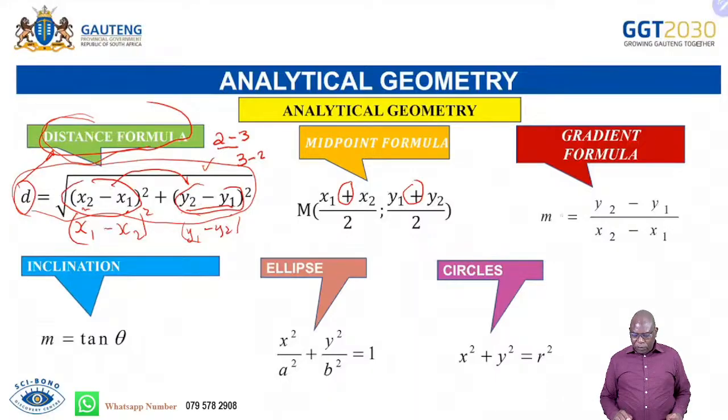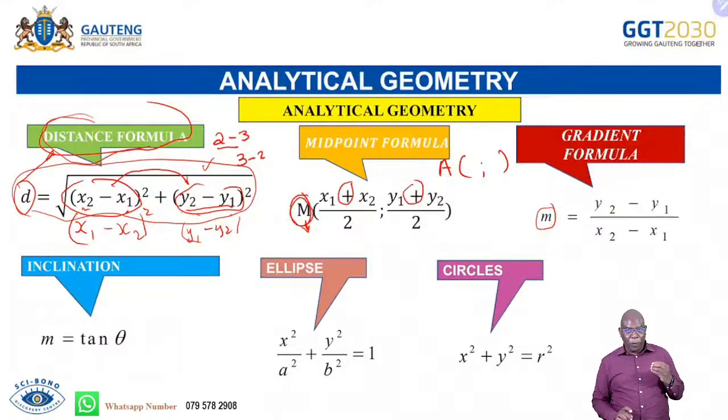The gradient formula, you see the m there for the gradient and the m for the midpoint, because this is a point. So we write the point as a capital letter, like a capital letter A. So the capital M there is for the point that we're looking for. In this case, it's M. So sometimes you might find the coordinates of A, which is the midpoint of line BC, for instance.